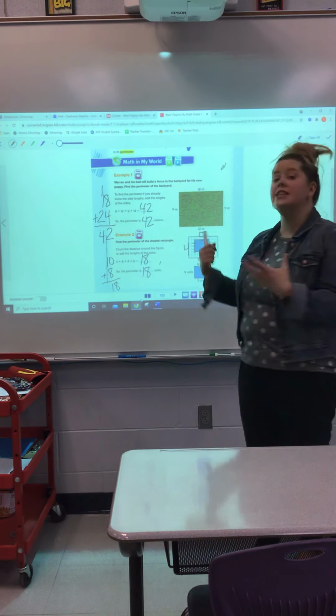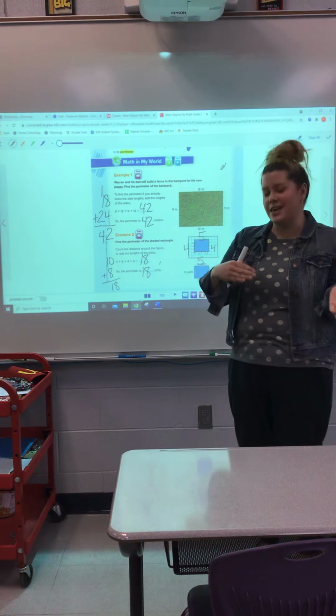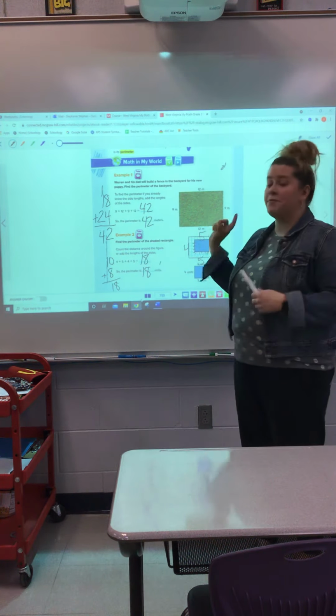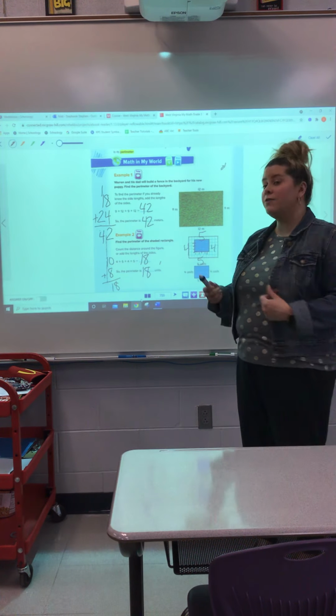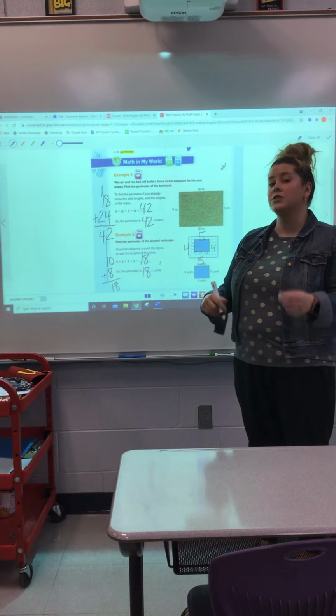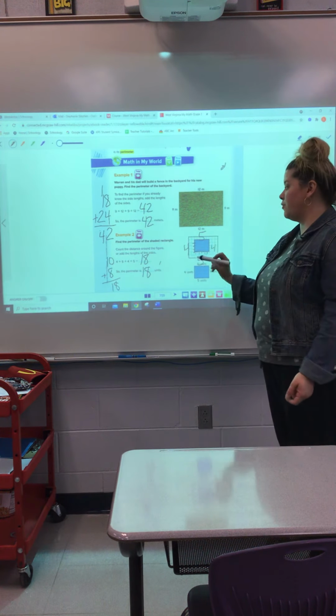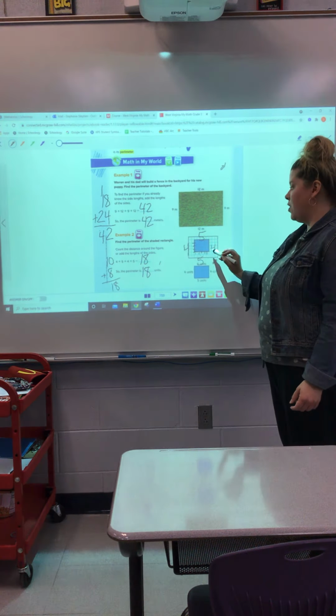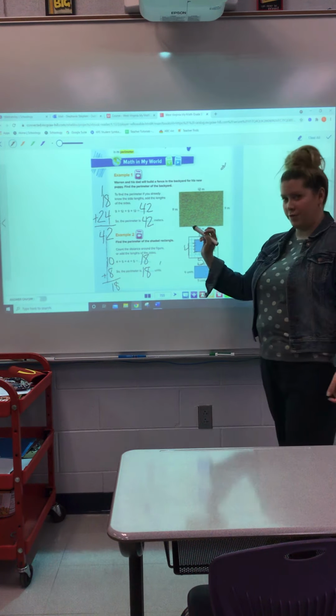So there's kind of two different ways to count perimeter. The first is you either measure or they give you measurements and you add up the four sides. Or if you have a tiled shape, you count how many squares are on each side. 1, 2, 3, 4. 1, 2, 3, 4, 5.